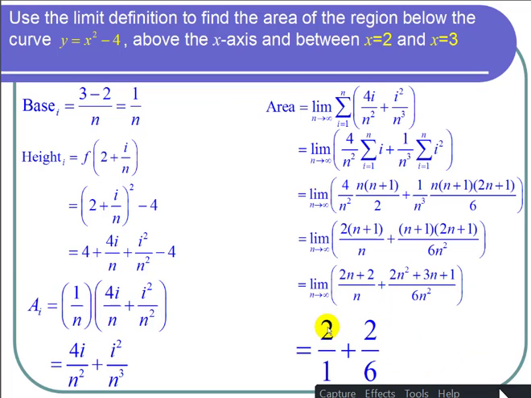So what I get is 2 over 1 plus 2 over 6, and that's 2 plus 1/3, which is 7/3. So my final answer is that the area of the region below y equals x squared minus 4, above the x-axis, and between 2 and 3 for x, is 7/3. And I'm done with the problem.